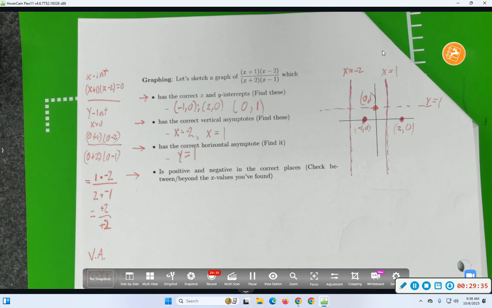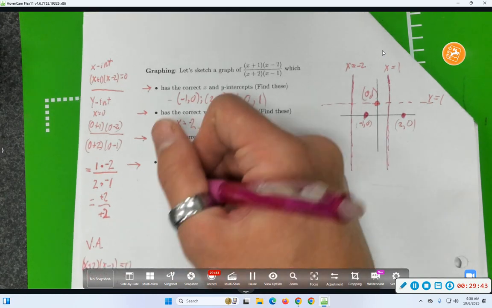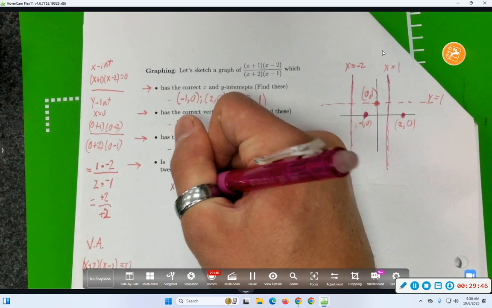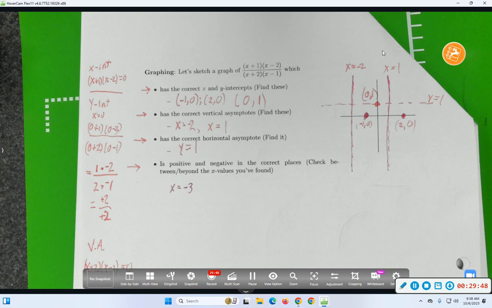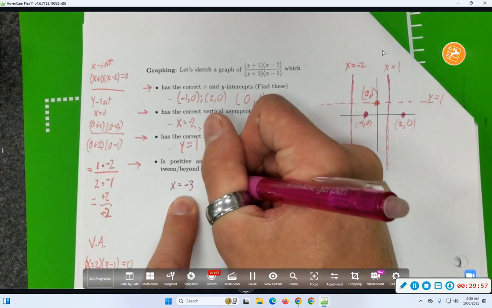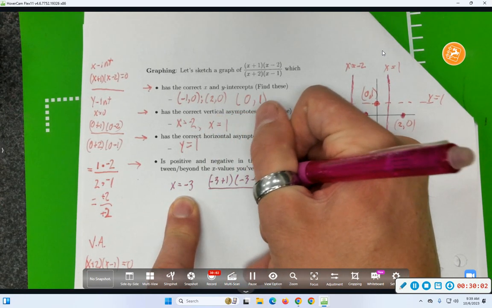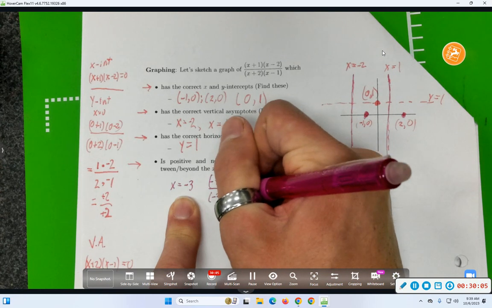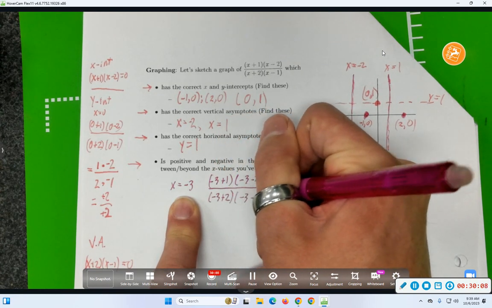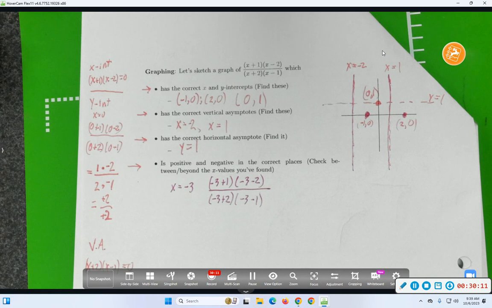Give me an x value you could check to the left of -2. Let's try -3. We'll do that and get some computational result, and then I'm also going to try to encourage an alternative strategy to what we're about to do. So let's plug in -3. We'll get (-3 plus 1)(-3 minus 2) over (-3 plus 2)(-3 minus 1). And all I care about is: is this positive or negative? And we can do that by computing the thing.